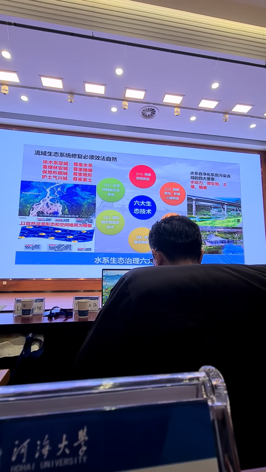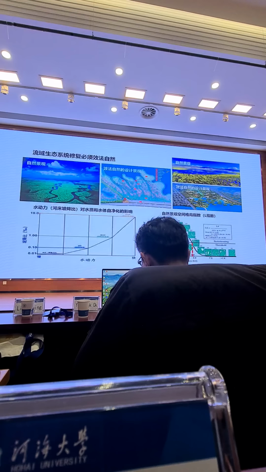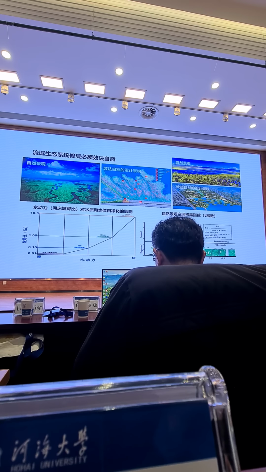From that, we also learned the most important basic components. So certainly we learn from nature how to deal with it, and biochar is part of the material we use overall for restoration practice.